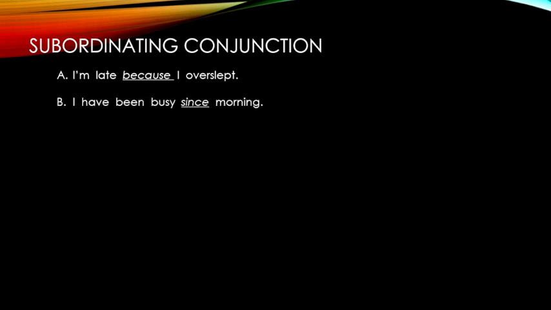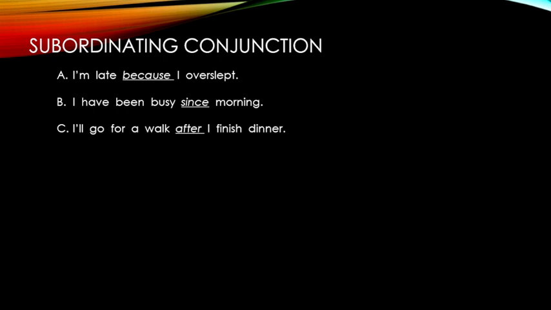Moving to the next type: I have been busy since morning. Here also, "since morning", here "since" is a subordinating conjunction. "Since morning", as already told, is a dependent part, and "I have been busy" is an independent part. I will go for a walk after I finish dinner. Here "after" is a subordinating conjunction. I am tired, although I slept well.